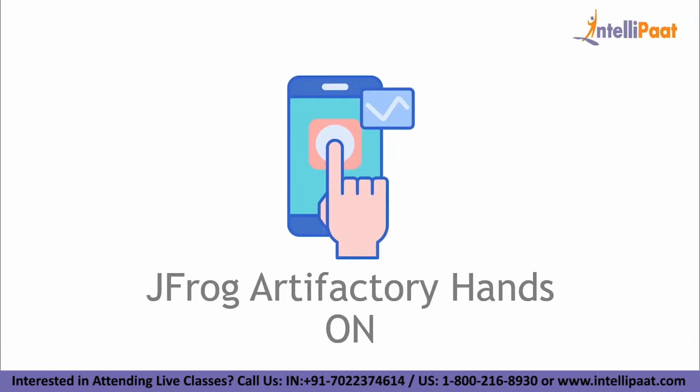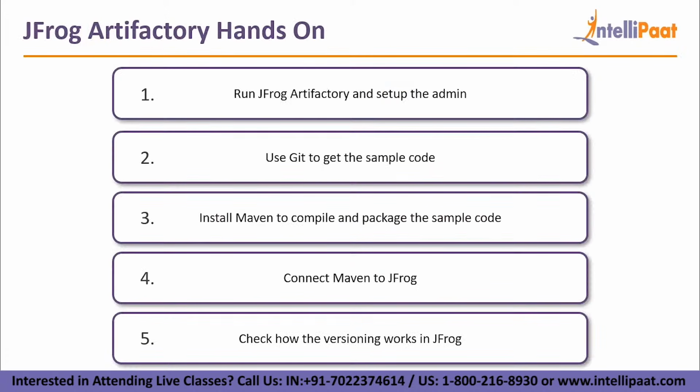Now that we have installed JFrog, we can go ahead and practice. Let's see what steps we'll be taking during our practice session. The first step is running JFrog Artifactory and setting up the admin, which we've already done. The second is using Git to get the sample code, which we'll use to see how versioning works in JFrog. The third step is to install Maven to compile and package the sample code. The fourth step is to connect Maven to JFrog. And fifth is to check how versioning works in JFrog.